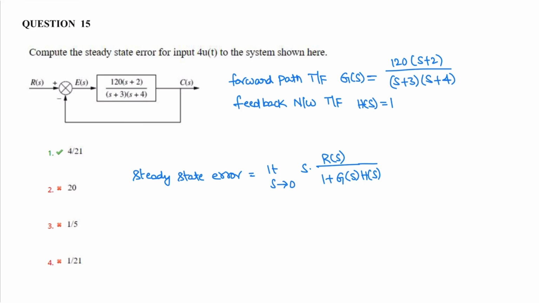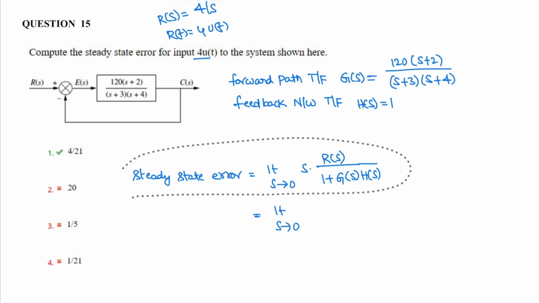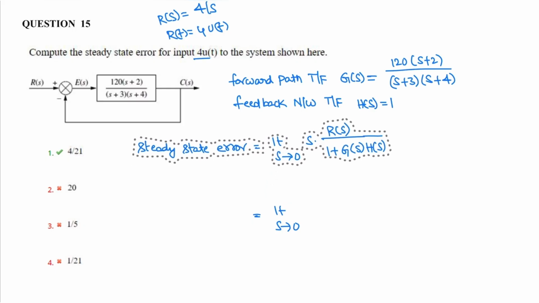From this, steady state error is limit s tends to 0, s into R(s) by 1 plus G(s)H(s). So for input r(t) equal to 4 into u(t), Laplace transform of r(t) is R(s) equal to 4 by s. Substitute G(s), H(s) and R(s) in the steady state error expression. This is the steady state error expression for the given system.